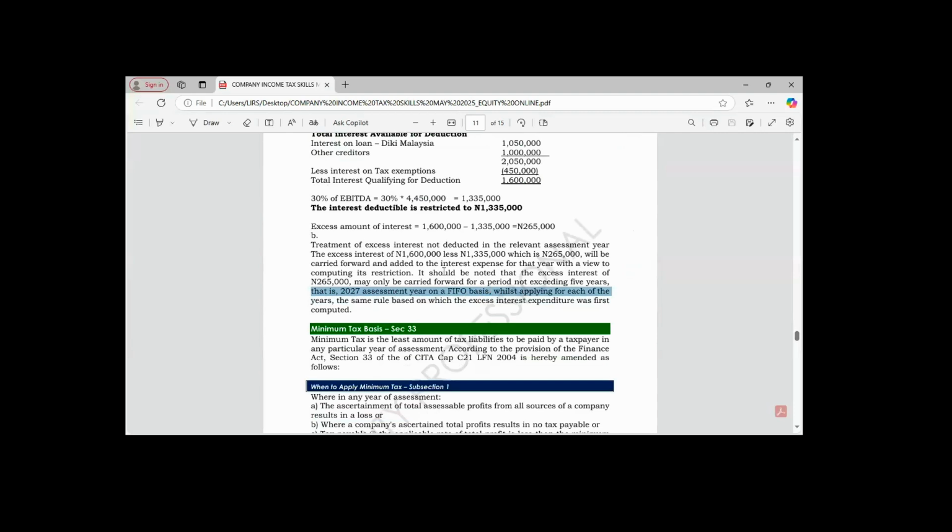On a FIFO basis. You can see treatment of excess is not deducted in relevant year. The excess interest of 160 will be carried forward and added to interest expense for the year with a view to computing the restriction. It should be noted that the excess may be carried forward for a period not exceeding 5 years, that is up to 2027 year of assessment, on a first in, first out basis. So while applying the interest deduction, it is on a first in, first out basis.